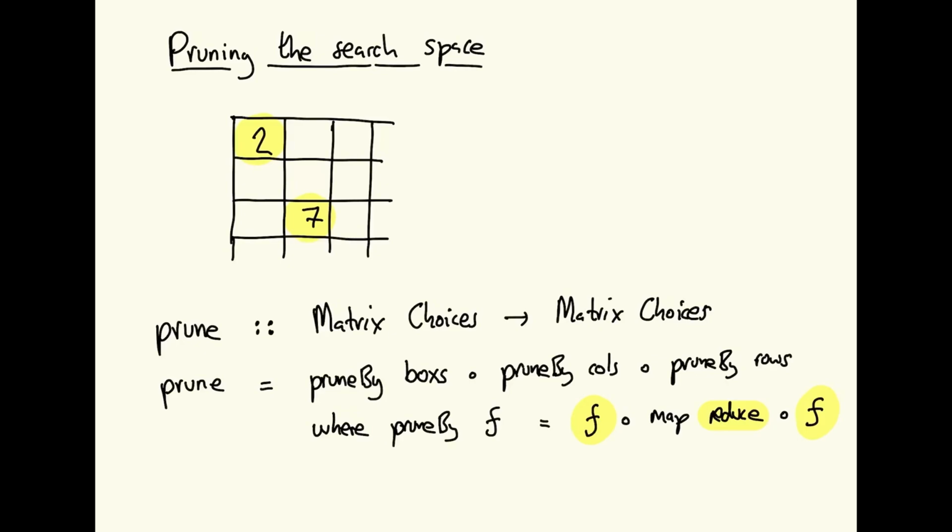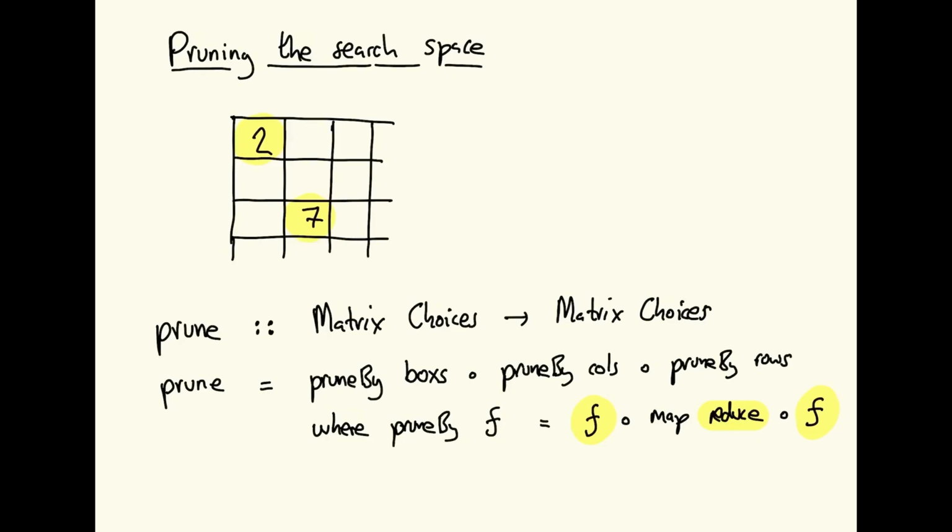Okay, so this is a clever little function which is exploiting the fact that we can turn boxes into rows, for example, operate on those rows, and then turn them back into boxes. So we don't need to write a separate pruning function for columns and rows and boxes. We just write one function and we're done.